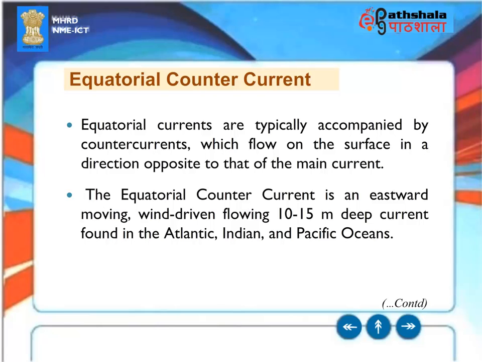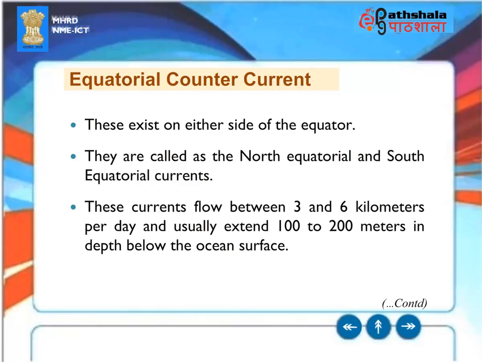Equatorial countercurrent. Equatorial currents are typically accompanied by countercurrents which flow on the surface in a direction opposite to that of the main current. The equatorial countercurrent is an eastward moving, wind-driven, 10 to 15 meter deep current found in the Atlantic, Indian, and Pacific Oceans. These exist on either side of the equator.